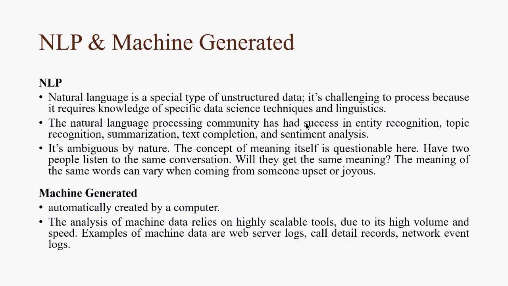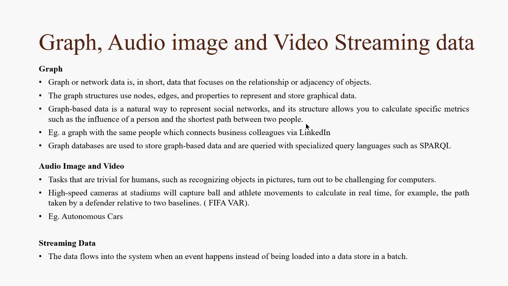Next comes the machine generated data, so automatically generated by a computer. The analysis of machine data relies on high-scale tools due to the high volume and speed, right? So web server logs, call records, call detail records, and network event logs, all these come under machine generated data. So those do generate information or data.